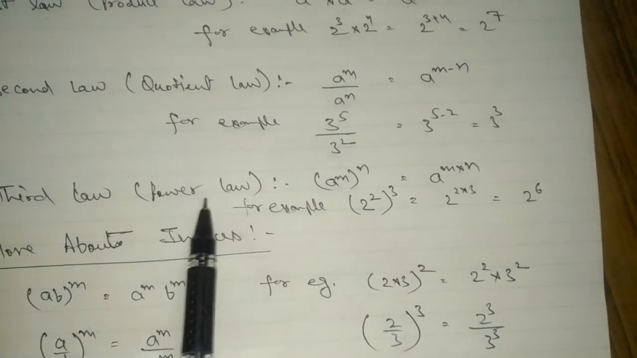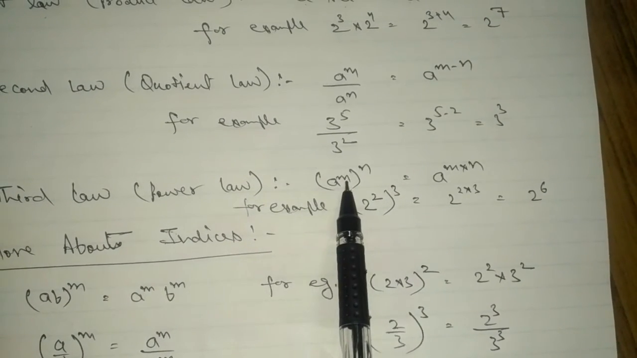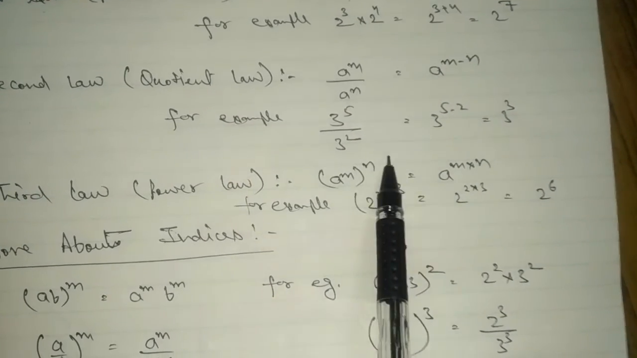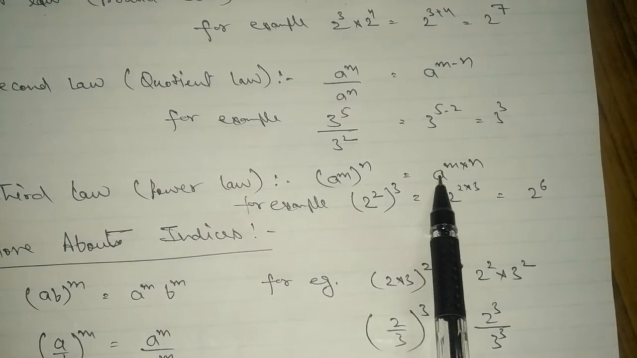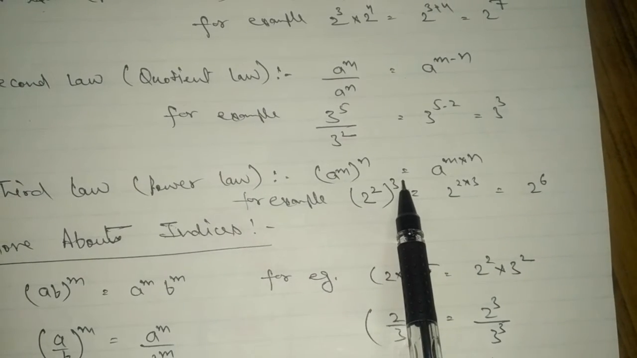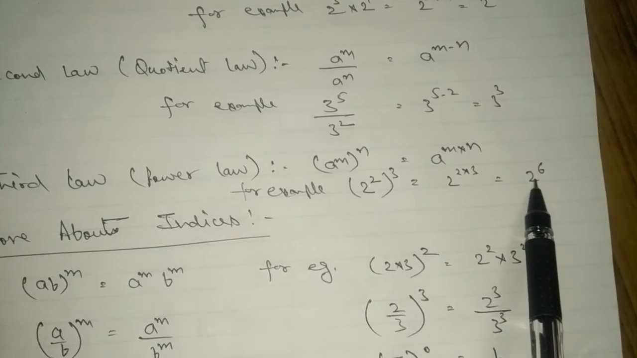Next law, that is the power law. That means a to the power m to the whole power n, power to the power, so you'll have to multiply: a to the power m into n. For example, 2 to the power 2 to the whole power 3. So you'll have to write 2 to the power 2 into 3, that is 2 to the power 6.